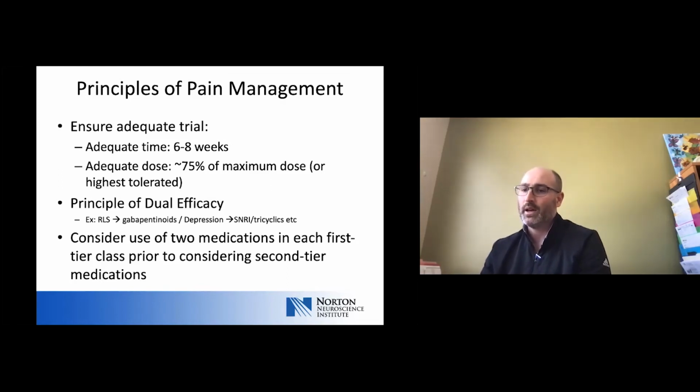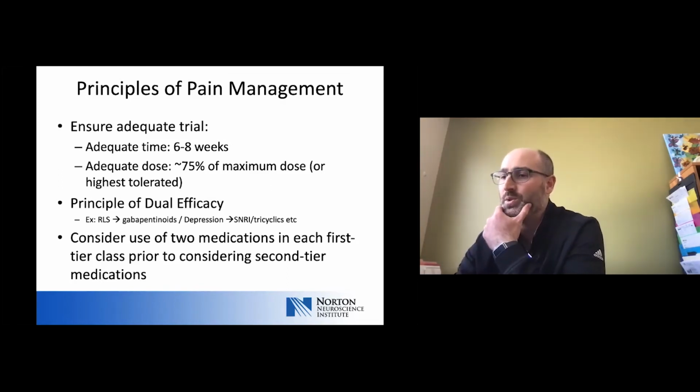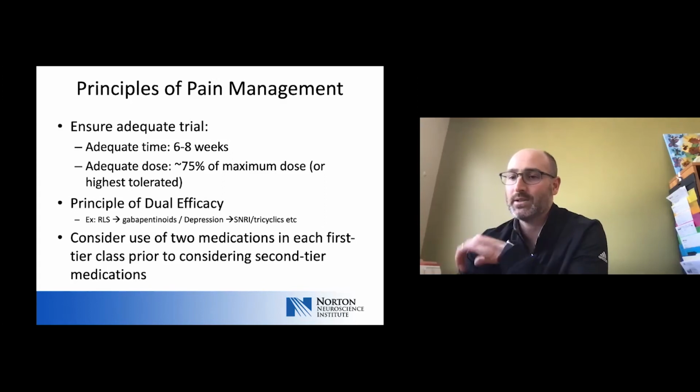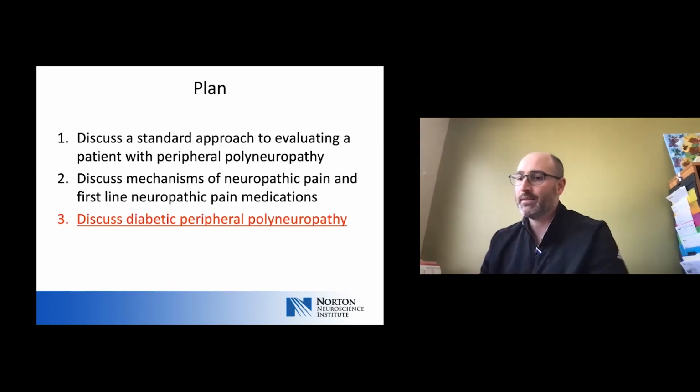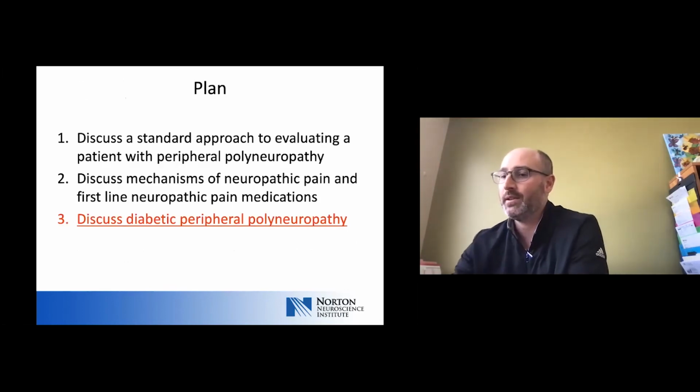And if at that point it's not effective, I would go ahead and call that a treatment failure and then wean. Some sources would advocate for using 2 of the main medications in each class before going to a second or third line medication, but you wouldn't be obligated to do that. And to avoid polypharmacy, I always try to identify medical comorbidities that are also treatable with those neuropathic pain medications in an effort to limit the total medication burden. All right, so that by and large is going to cover the initial approach to evaluation and management of distal symmetric polyneuropathy.